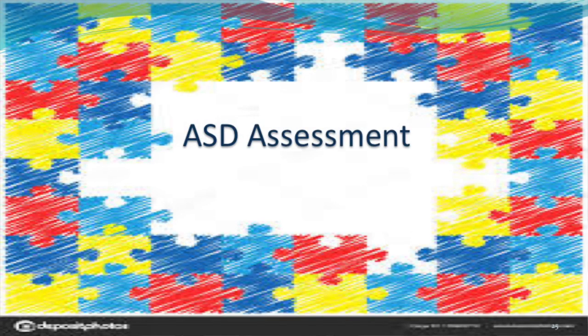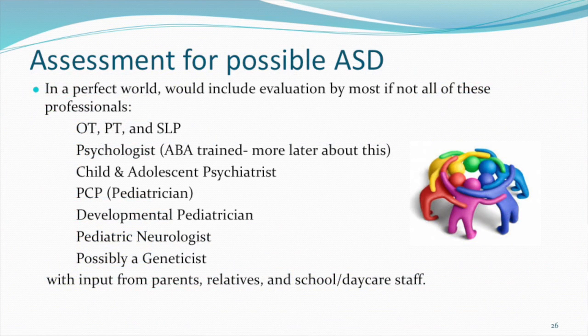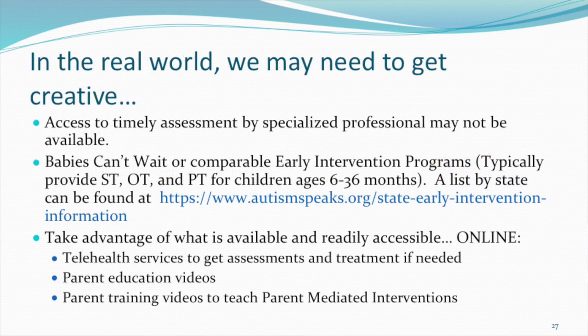When it comes to the assessment of children with possible autism, in a perfect world, we'd include evaluation by most, if not all, of these professionals: occupational therapists, physical therapists, speech and language pathologists, ABA-trained psychologists, a child and adolescent psychiatrist, their primary care doctor, a developmental pediatrician, a pediatric neurologist, and possibly even a geneticist. And the assessment would include input from parents, relatives, caregivers, as well as school or daycare staff. However, in the real world, we may need to get creative.